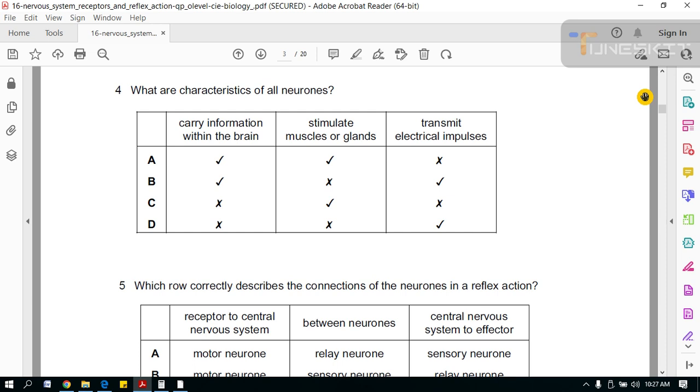So here in this case option D should be correct, because carrying information within the brain is not for all, and stimulating muscles and glands is not for all. Transmitting electrical impulses is for all neurons. All neurons transmit electrical impulses. So option D is correct.